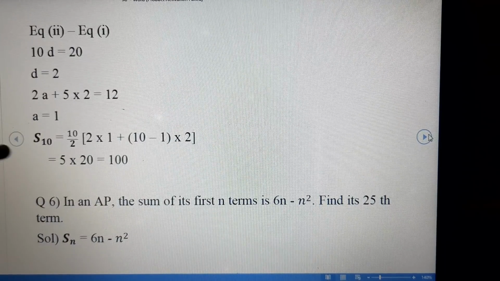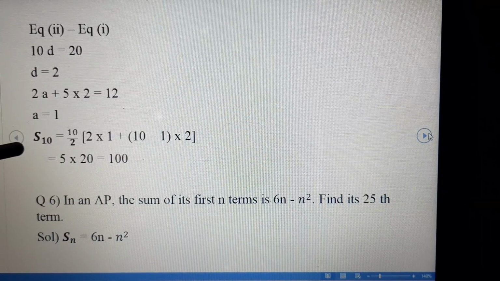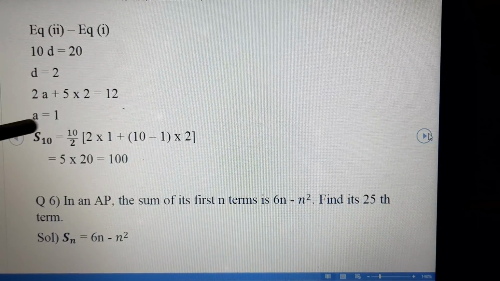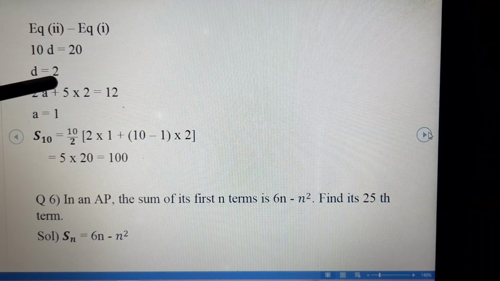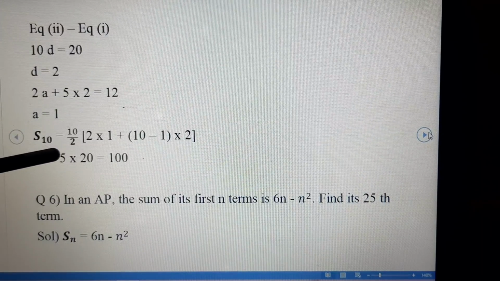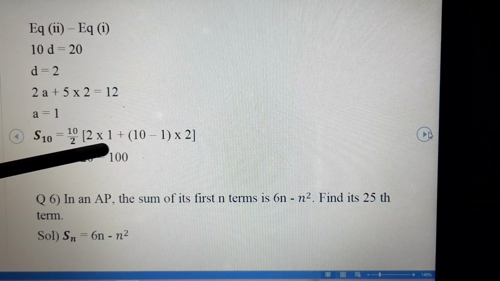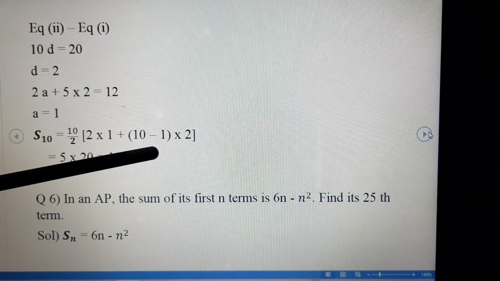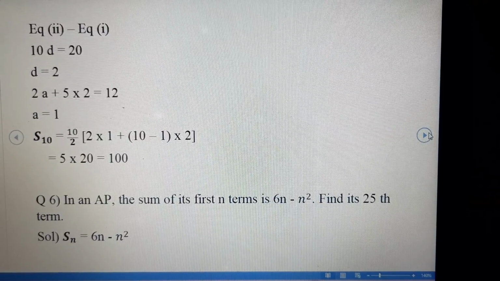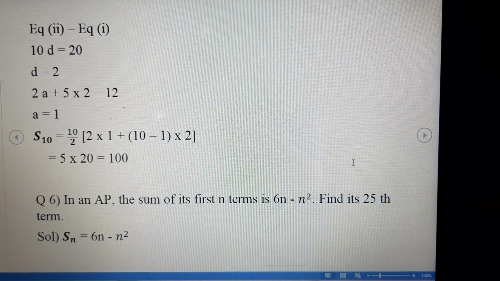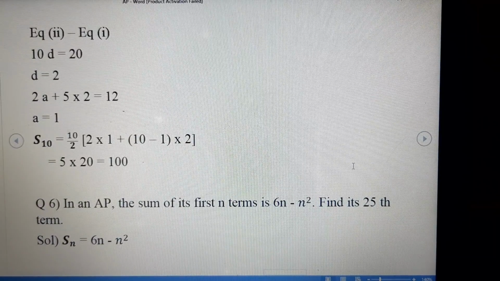Okay? And then S10, sum of first 10 terms, we have to find out. So S10 will be equal to, a is 1, d is 2 and n is 10. So n upon 2, 10 upon 2, 2 into a, which is 1, plus n minus 1, 10 minus 1, into d, d is 2. So when we solve it, it will become 100. Clear?